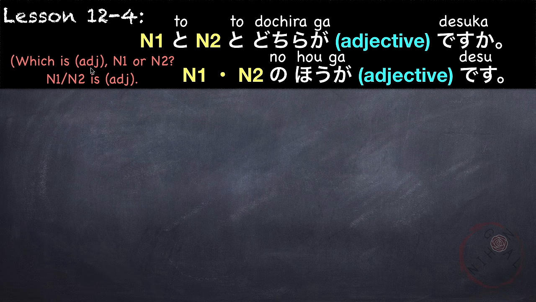Next is how to compare two things. Which is adjective or which is more adjective, N1 or N2? By using どちら. To ask the question, the pattern is N1 と N2 とどちらが adjective ですか? Or you can also say どちらの方が adjective ですか?